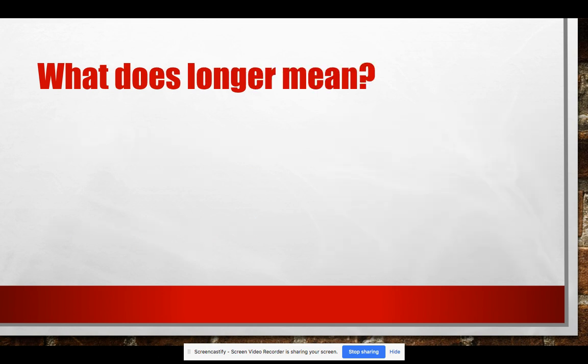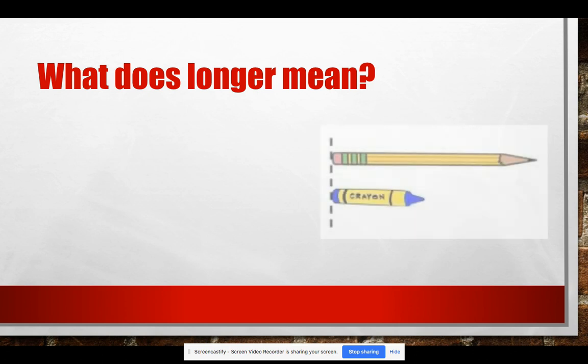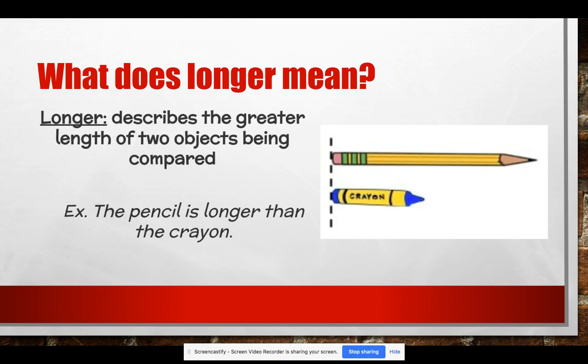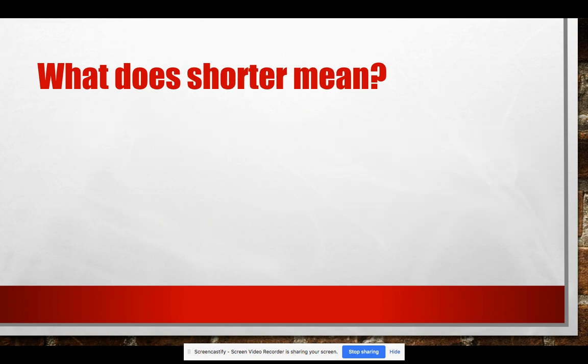Next, what does longer mean? So we have a photo, but what does longer mean? Longer describes the greater length of two objects when being compared. So our two objects in our photo are a pencil and a crayon. If we want to say which object is longer, we're thinking about which one has the greater length. So we could say that the pencil is longer than the crayon. It is longer because it has greater length.